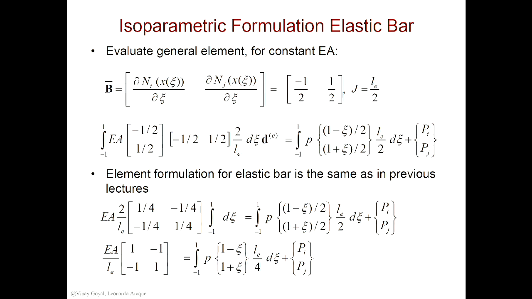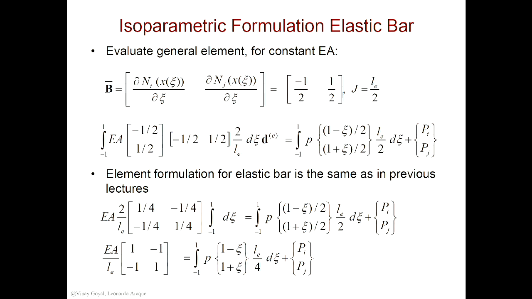You can see very quickly that none of this depends on the natural coordinate. None of these things. So that goes outside the integral. If EA is constant, of course, element to element, take it outside. And the integral from -1 to 1 gives you 2. 2 times 2 is 4. 1 over 4 is 1. I get this. Isn't that what we got so many different times before?